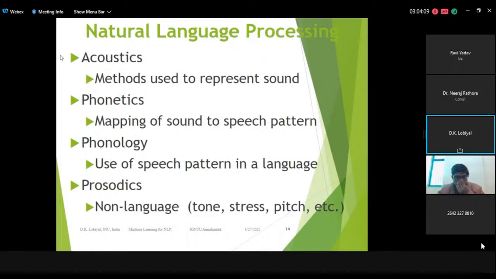So this is the speech part. In today's lecture, I will not cover the speech part, but still, let me quickly go to this slide. Acoustics deals with the representation of sound, that means signals, how to represent the signals. Phonetics is converting those signals into sound patterns. Phonology is the pattern which makes a minimum meaningful unit in a language. Prosodics is concerned with tone, stress and pitch. If you look at a railway station, when an announcement is made through speech synthesis, it doesn't look like natural language, right? It doesn't sound like how we speak, because it is generated artificially, so it doesn't give that human flavor.